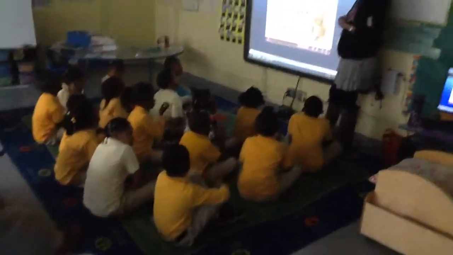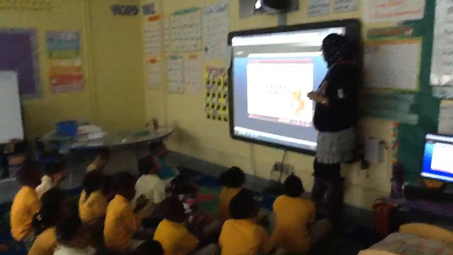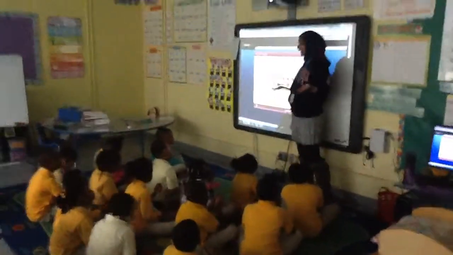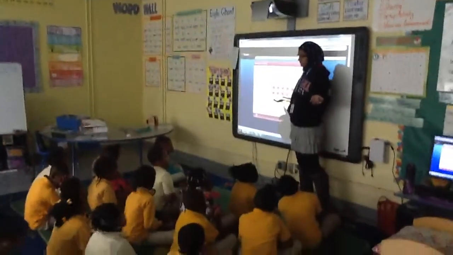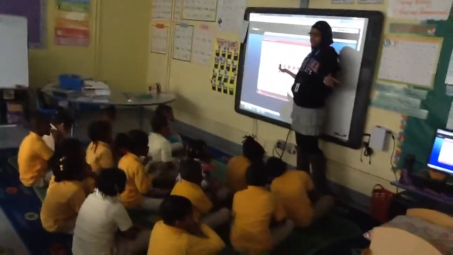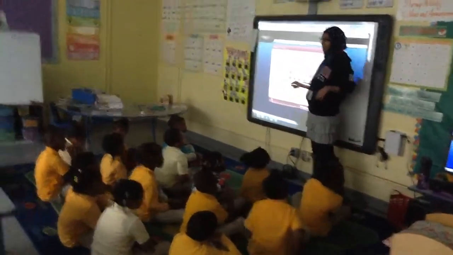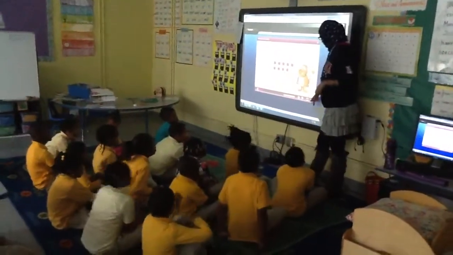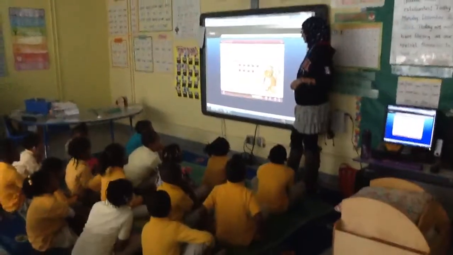One answer is that no counters were removed or added from the whole. Okay, so that means we didn't add any more new counters, did we? No. Did we take away any? No. We just moved one counter to the top 10 frame, right? Yes. That's all we did. One counter only moved.